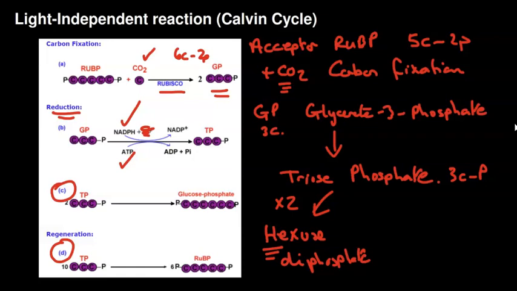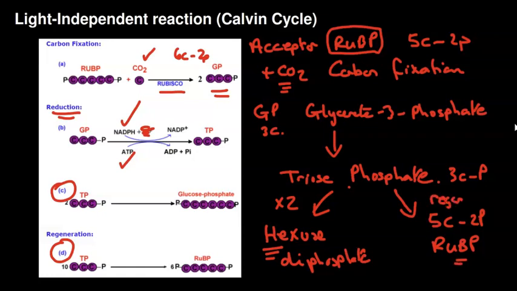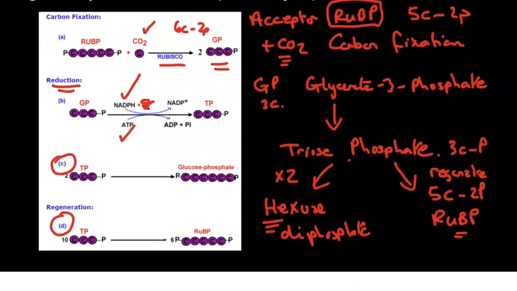Of course, like any cyclic metabolic pathway, it's necessary to regenerate the acceptor molecule Ribulose Bisphosphate, and so we have a regeneration step which is also possible, in which the 3-carbon phosphate is turned into 5-carbon 2 phosphates, which is RuBP, Ribulose Bisphosphate. So this is the regeneration stage. Okay, let's take a look at this in a cyclic diagram.